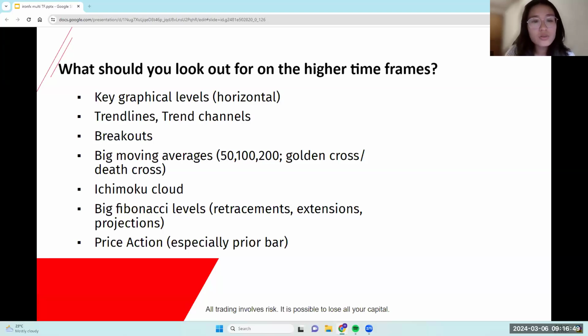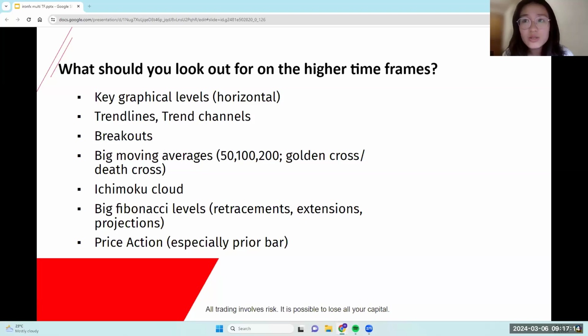Okay, so what should you look out for on the higher time frames? Firstly, we have the key graphical levels. So basically the horizontal levels that we looked at previously, how to identify your support and resistance levels, which is why we went through them before we started this. And then, of course, being able to identify your trends using trend lines and trend channels.